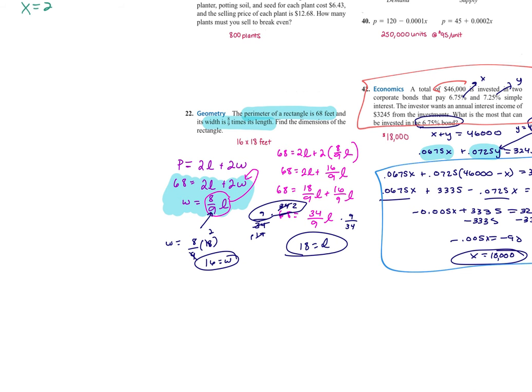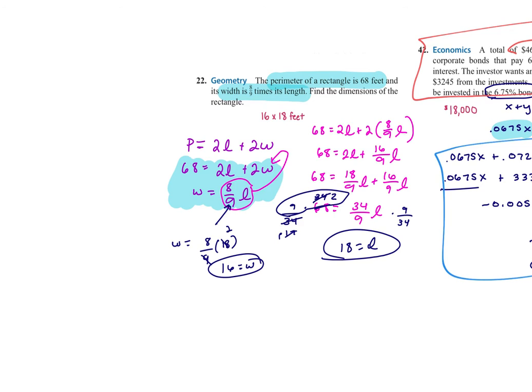Okay, so this time it says the perimeter of a rectangle is 86 feet, and the width is 8/9 times its length. Find the dimensions of the rectangle. So we're back to perimeter, in that I need to know perimeter equals twice the length plus twice the width. But then it says that the width is 8/9 times the length. Width should always be smaller than length if that helps you at all.